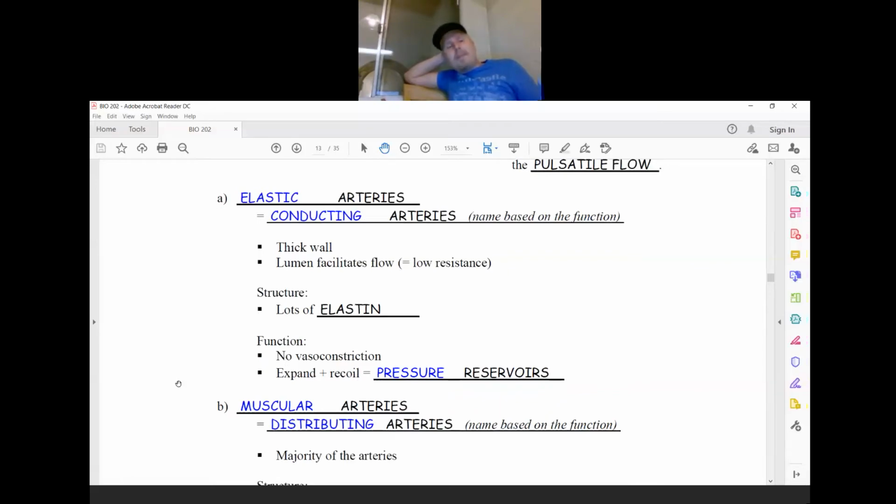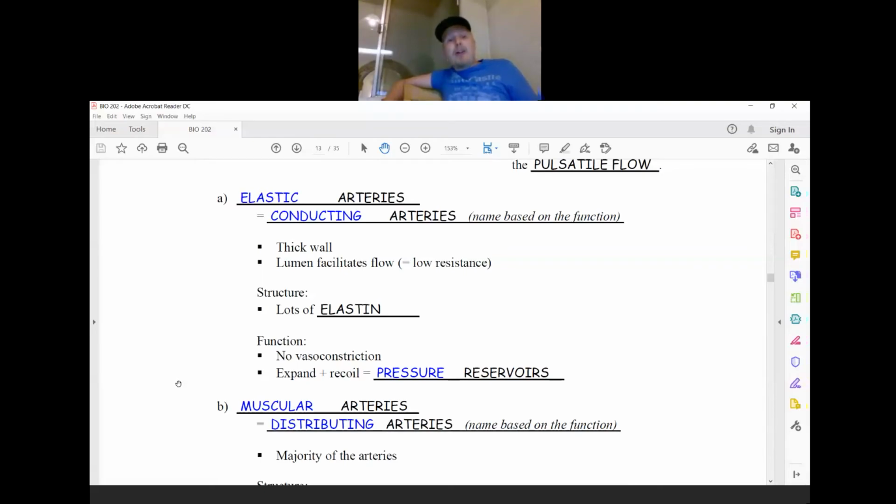So the first types of arteries that we need to know are the arteries that are closest to the heart. These are known as elastic arteries. Their function is really to conduct the blood to other parts of the body. They have a thick wall. Their lumen gives us very, very low resistance for the blood flow. So the flow of the blood is really easy inside these elastic arteries.